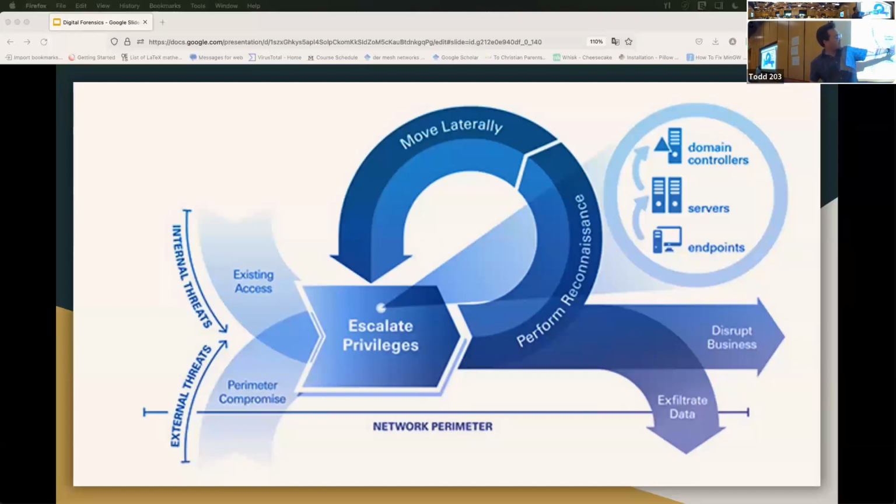So we're going to escalate our privileges. If we don't have the privileges to accomplish our goal, we're going to perform some reconnaissance and move laterally throughout the system and escalate our privileges again. Wouldn't you want to do some kind of reconnaissance before you fully get into their system, like that perimeter? Absolutely, yeah.